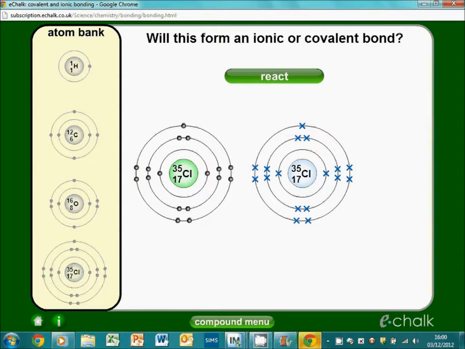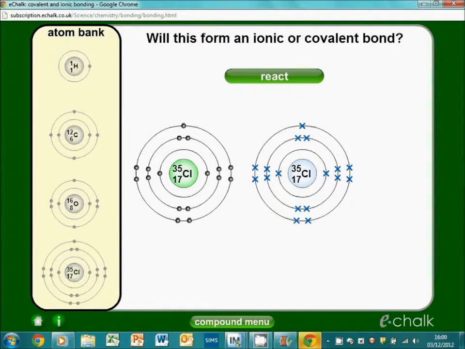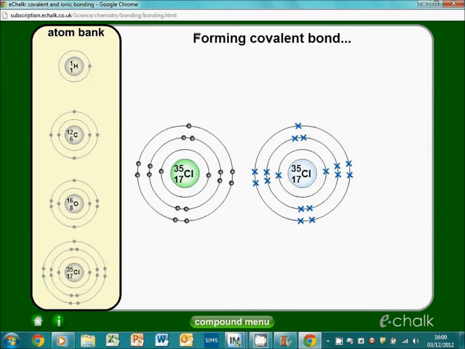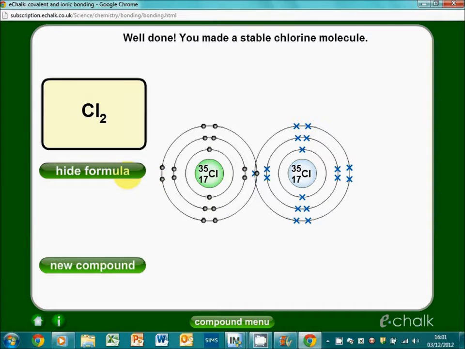If we have a look at chlorine, which reacts to form Cl2, both chlorine atoms have 7 electrons in the outer shell, therefore they both want to gain one. So instead of donating or accepting electrons, they share, to make them both think they have a full outer shell. You can see here, this chlorine has 1, 2, 3, 4, 5, 6, 7, 8 electrons in the outer shell, and this one has 1, 2, 3, 4, 5, 6, 7, 8 electrons in the outer shell. So they both have full outer shells, giving it a formula of Cl2.